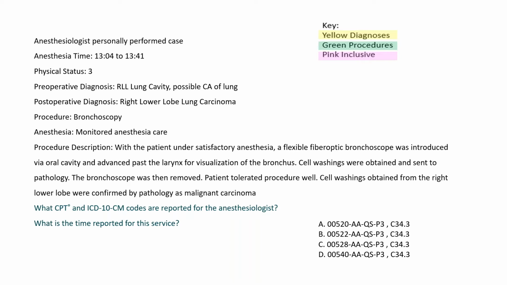I am so sorry, coders, I forgot to read my answers first. A, 00520 AAQS P3, C34.3. B, 00522 AAQS P3, C34.3. C, 00528 AAQS P3, C34.3. And D, 00540 AAQS P3, C34.3. What CPT and ICD-10-CM codes are reported for the anesthesiologist? What is the time reported for these services?